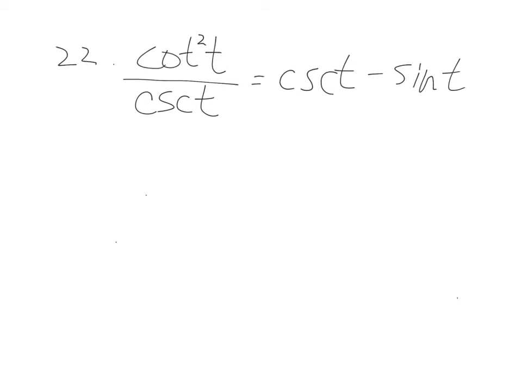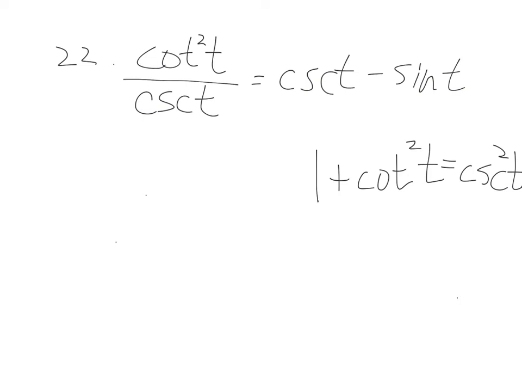Okay, doing this problem in a different method. I'm still going to work on the left-hand side, and instead of separating that fraction by multiplication like I did in the last case, I'm going to look at that cotangent squared and go, okay, well, I have a Pythagorean identity, okay? Our Pythagorean identity is 1 plus cotangent squared t equals cosecant squared t.